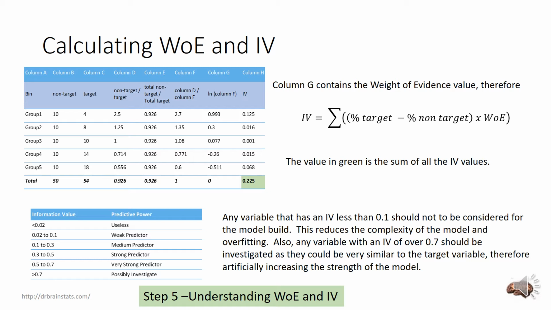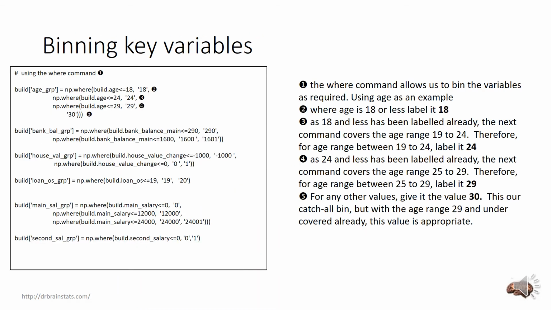Any variable that has an IV less than 0.1 should not be considered for the model build. This reduces the complexity of the model and overfitting. Also, any variable with an IV over 0.7 should be investigated, as it could be very similar to the target variable, therefore artificially increasing the strength of the model.